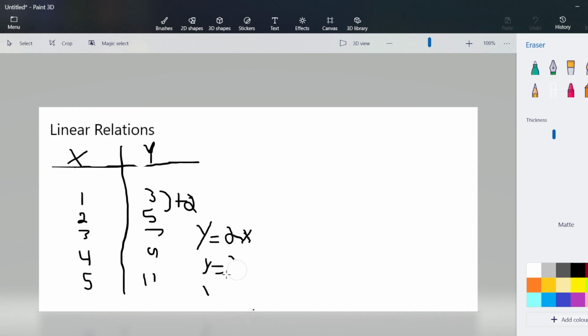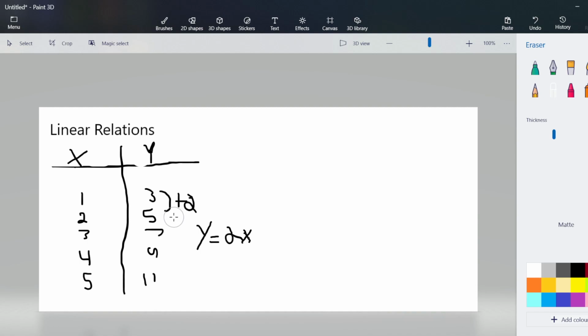So that's not right, but maybe it works for the other values. Let's try it for the next one. y equals 2 times 2, y equals 4. Well, that's not right either. We can see that it's supposed to be 5. But based on this, we can see there is another pattern that emerges. When we do this, it's always 1 less than the y value. For example, when we plugged this in, it was 2 instead of 3, and for here, it was 4 instead of 5.